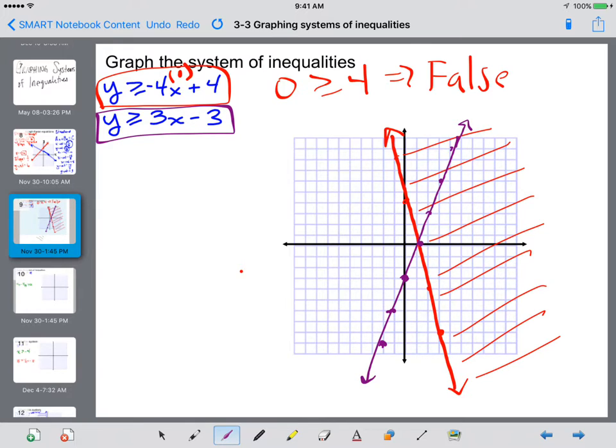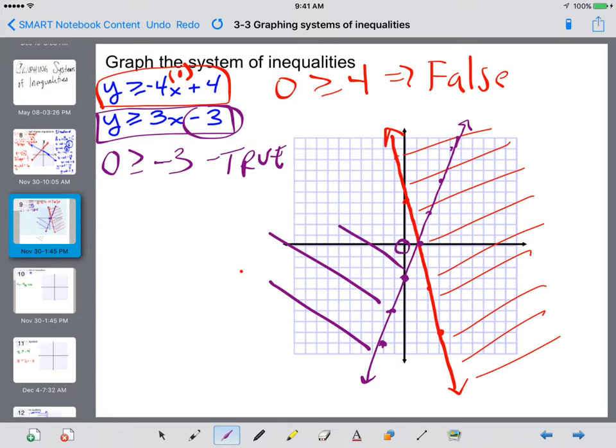So again, for the purple line, I'm going to pick 0, 0. I'm going to put 0 in for y. 3 times 0 is 0, and so all I'm going to be left with is negative 3. Is 0 bigger than negative 3? This one is true. And so I need to shade that same side of 0, 0. So I'm going to shade above.